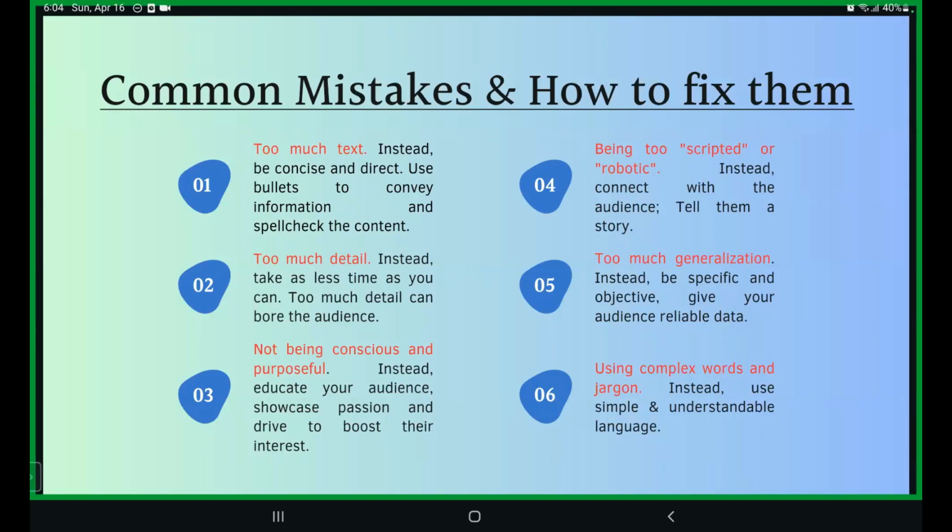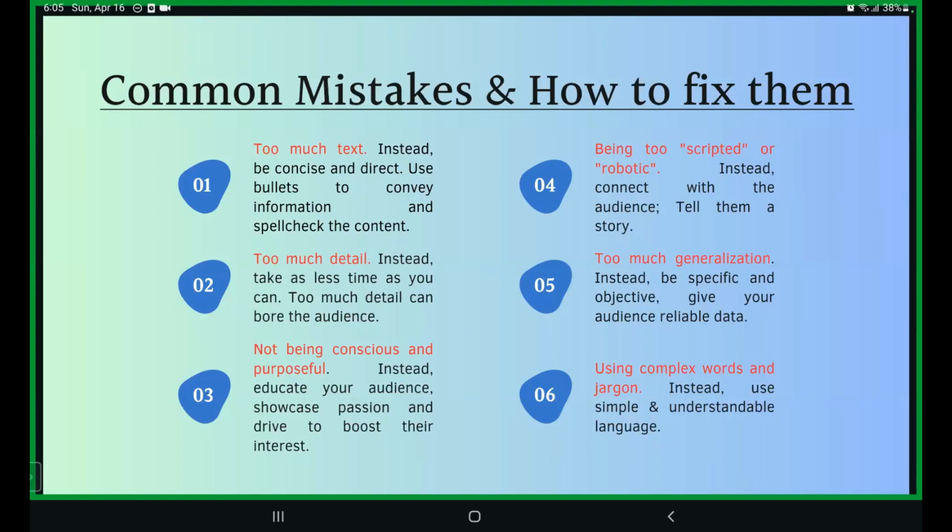Another important part of presentations is being conscious and purposeful. People often divert from the topic they're presenting as they're talking about it. Going from one place to another and jumping from one concept to another might also confuse your audience. At this time, be purposeful and make sure the title and the purpose of your presentation is duly served, and what you're trying to convey is properly taken across.